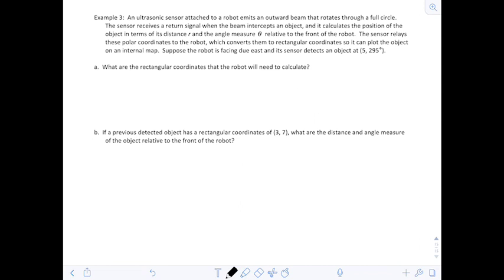Suppose the robot is facing due east and its sensor detects an object at 295 degrees. Question A says, what are the rectangular coordinates that the robot will need to calculate? So if we have this robot facing due east, how convenient, 295 degrees is going to be somewhere out here. Well, all we need to do is calculate the rectangular coordinates for that. So we know that x is equal to r cos theta and y is equal to r sine theta. And so we're going to plug those values in and see what we get.